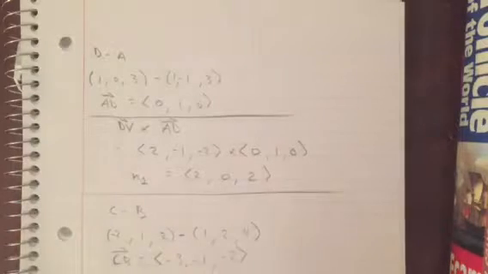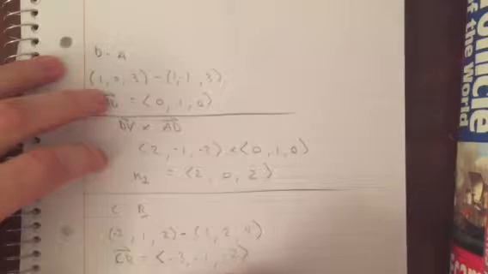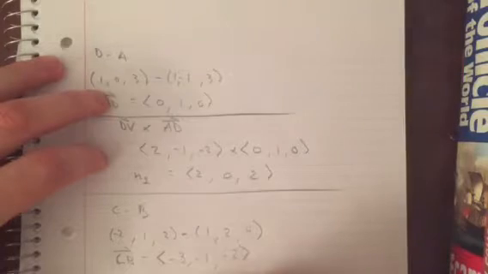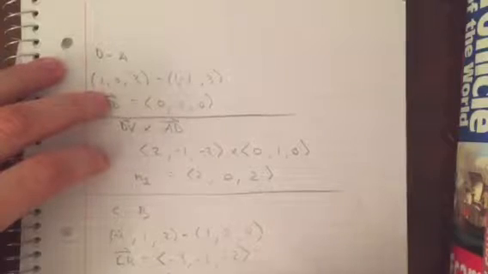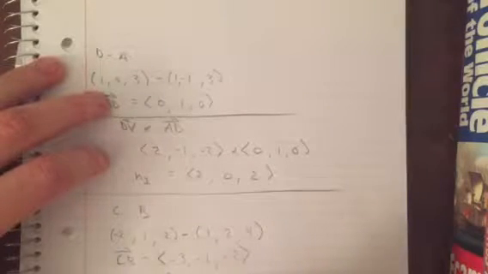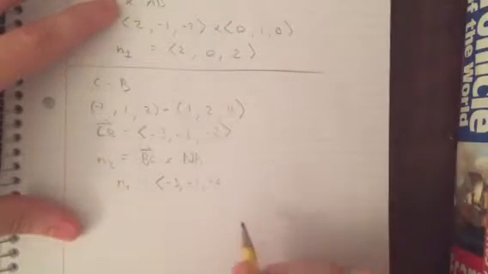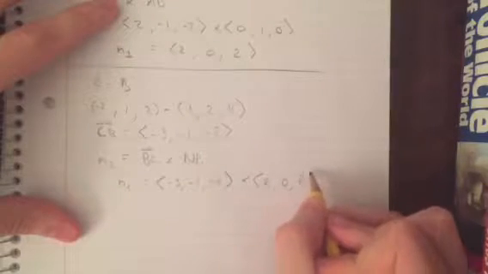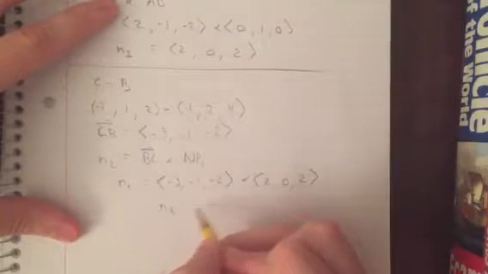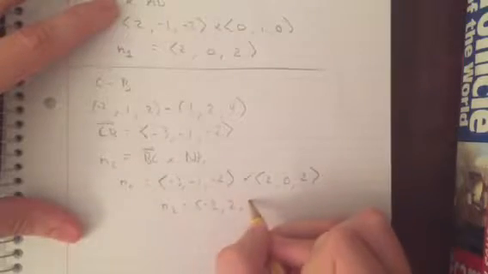Now we can take the cross product of vector BC and the normal vector of plane 1. So that's how we're going to find N2. So N2 equals vector BC cross normal plane 1. So N2 equals -3, -1, -2 crossed with 2, 0, 2. So N2 equals -2, 2, 2.